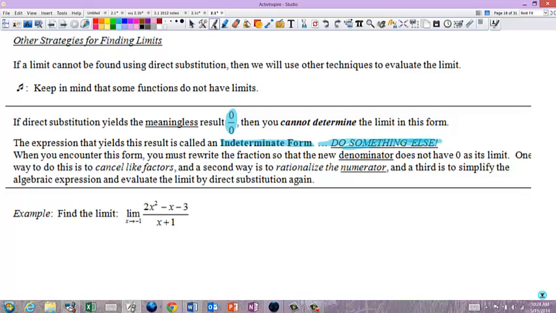Okay, you're not done. When you encounter this form, you must rewrite the fraction so that the new denominator does not have 0 as its limit. One way is to cancel. These are our three methods. Whoops, probably shouldn't mark them out. Sorry about that. Our three methods are to cancel factors, factor and cancel, rationalize the numerator, and to just simplify using algebra.